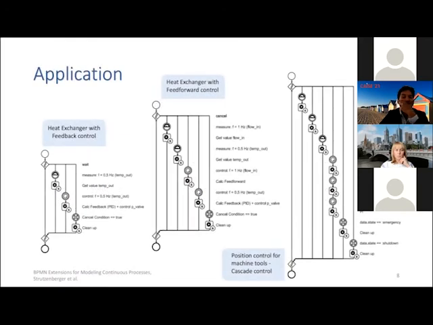Here on this slide, you can see three different control processes depicted using the newly introduced extensions. On the left, we have a feedback control, and in the middle, a feed-forward control, both meant for controlling heat exchangers. And on the right, we have a cascade control, as I've already shown you before on an earlier slide.